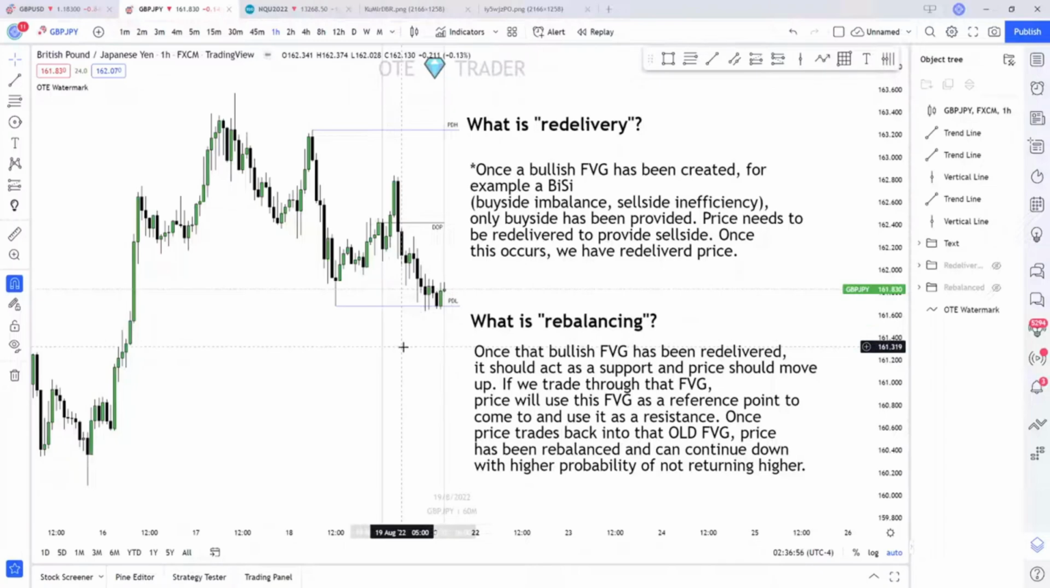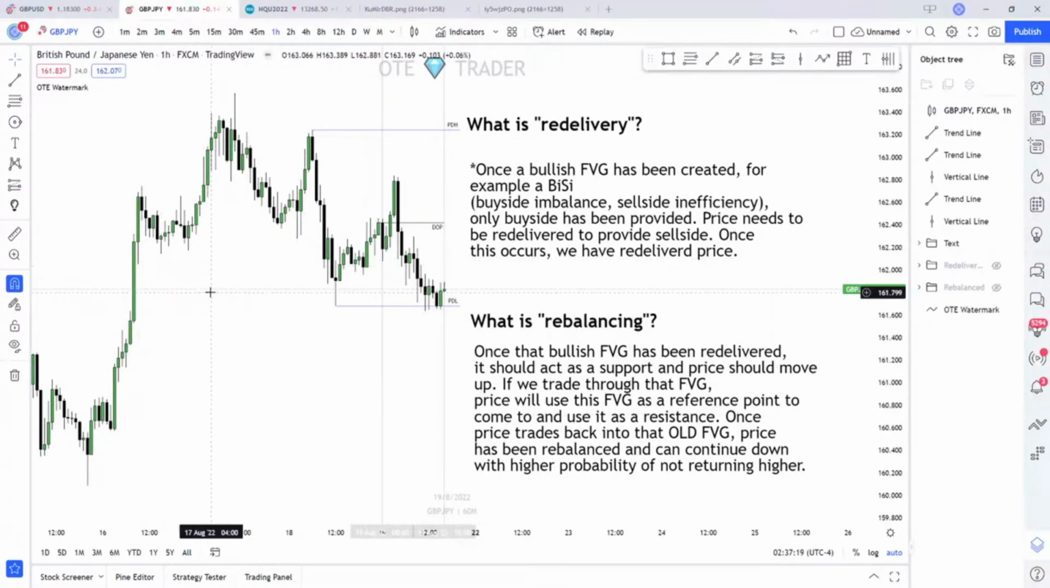You guys know we use overlapping fair value gap techniques. So why is that so high probable? That is because the rebalancing happens over there. Rebalancing is when price trades back into that gap once it has broken through it, we reference it as resistance and then trade lower.